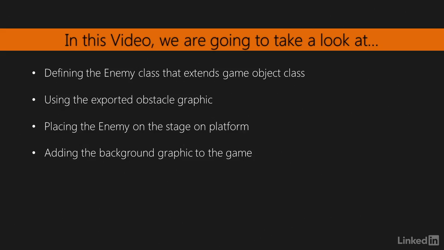In this video, we define a new type of game object, the enemy. We will define the class which uses the obstacle graphic. Then, we define how the enemy moves on the platform. Next, we place an instance of enemy on the platform. At last, we add the missing background graphic to the game.